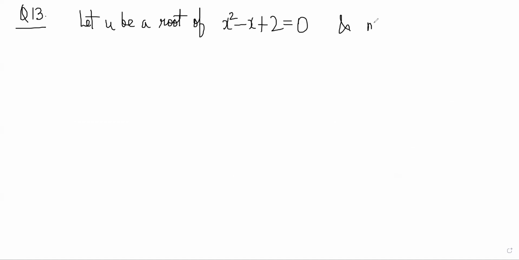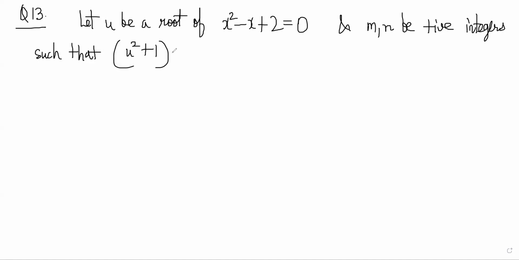Let u be a root of x square minus x plus 2 is equal to 0. Let m and n be positive integers such that u square plus 1 whole to the power m is equal to u square minus 1 whole to the power n. We need to prove that m is equal to 3n.